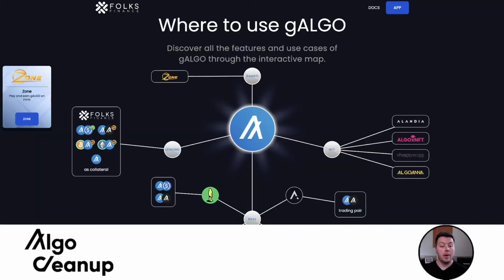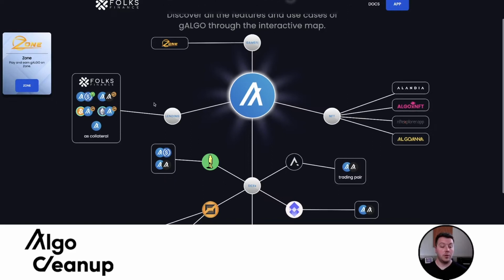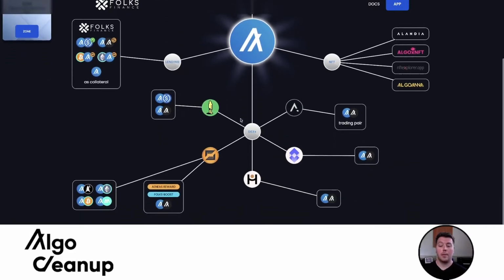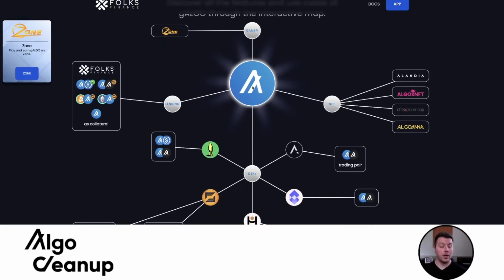But I want to briefly discuss, Folks Finance has done a great job of making partnerships throughout the Algorand ecosystem, from GameFi, working with Zone to create specific pools for the games on Zone, and we'll look at those. Being able to use your LP tokens provided by multiple DEXs as collateral to lend and borrow against, partnerships with DEXs to boost rewards, as well as NFT marketplaces. So we're going to dive into all these different areas of the gAlgo ecosystem.